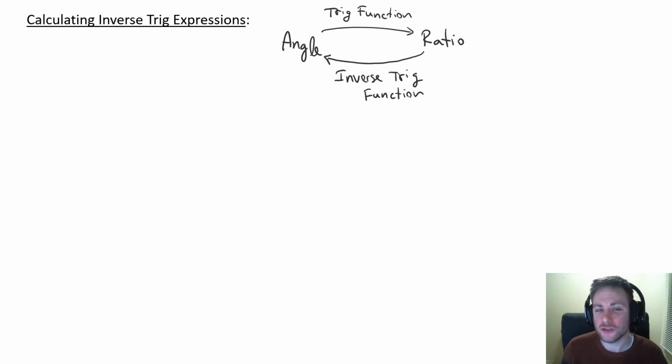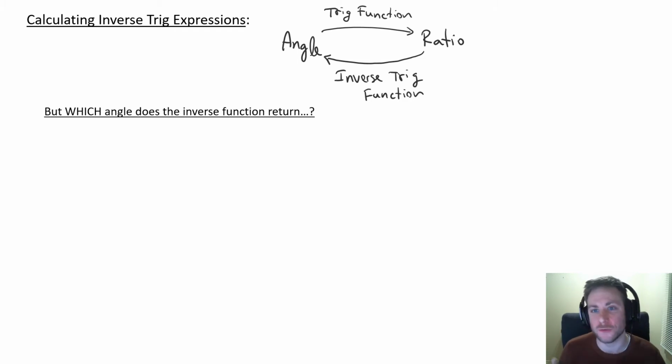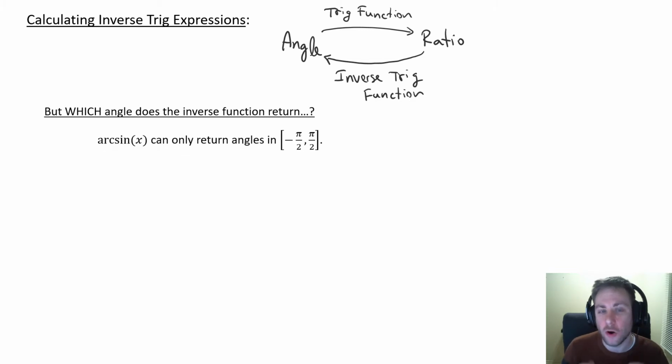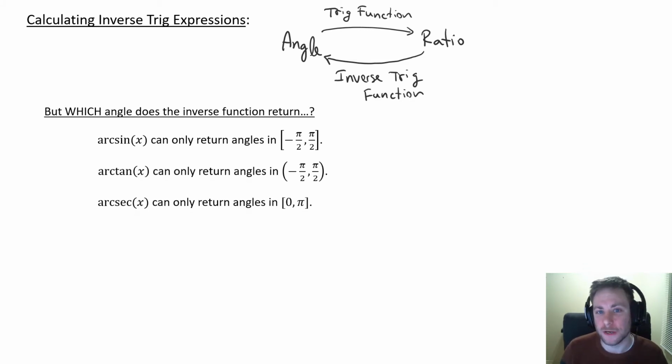So the inverse trig function has to decide which of the many possible angles to return, and that choice is always made by using the domain restrictions I mentioned earlier. So just to recap, arcsine is only capable of returning angles between minus pi over 2 and pi over 2, and similar restrictions were applied when defining arctan and arcsecant.